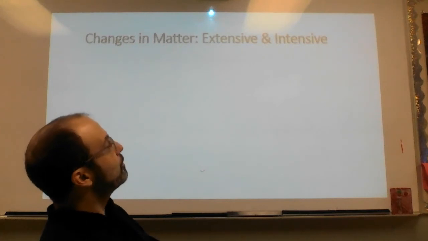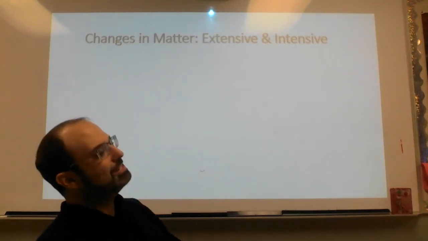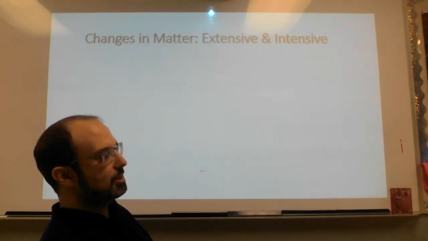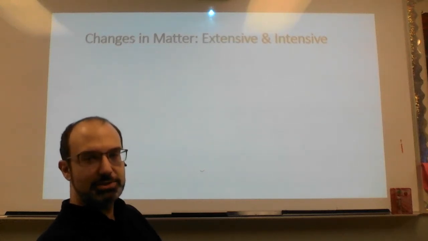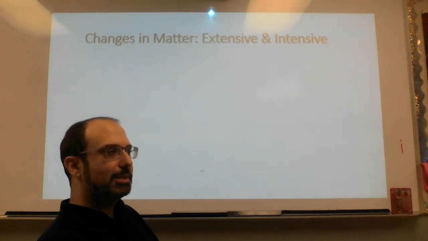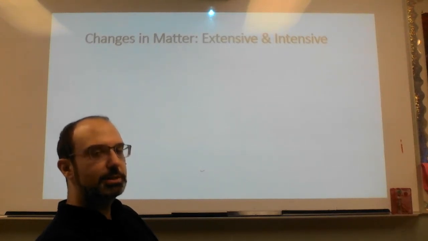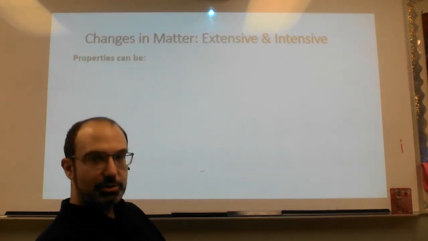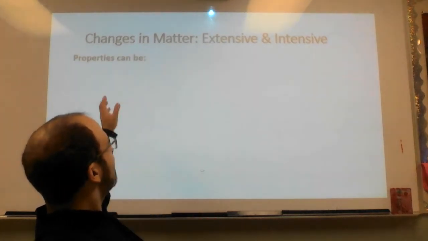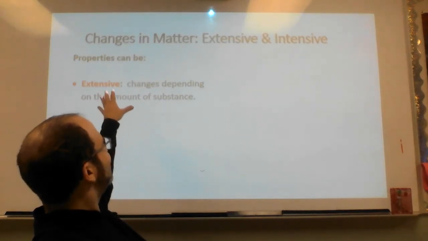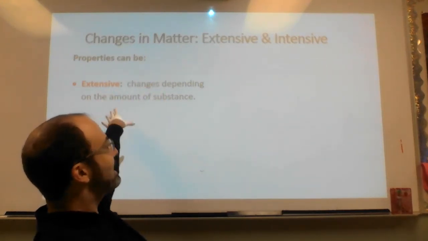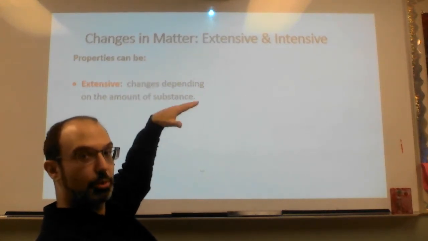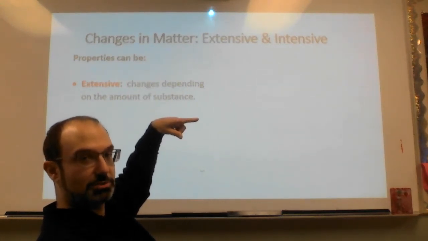Now, we can divide these properties into categories further. The reason why scientists use categories is because they make everything easier. Not like super easy, but easier, because it's always easier to remember a category than individual things. So in this case here, properties can be broken down into extensive, which means that it changes depending on the amount of substance. More material, the property changes.